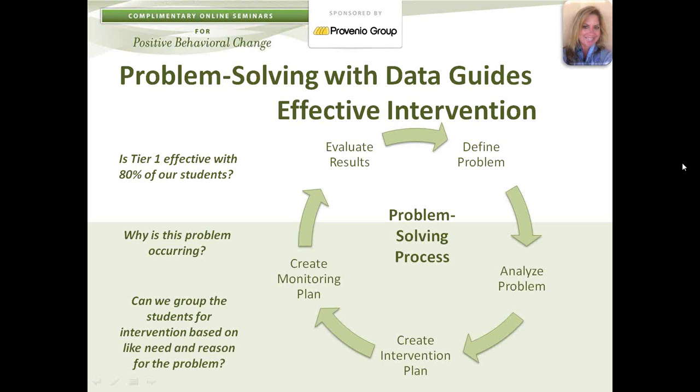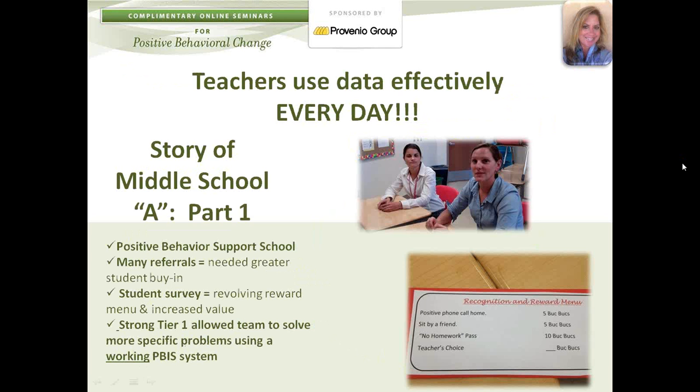Again, this kind of problem-solving cycle and process will help us answer questions like you see on the left-hand side. Is Tier 1 effective for 80% of our students? And that's why we start at that level at the bottom there. And why is this problem occurring? And can we actually group students for intervention based on our data? So let's look at some examples of this.